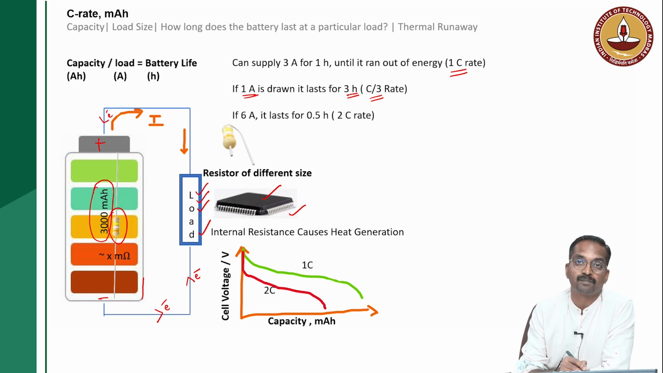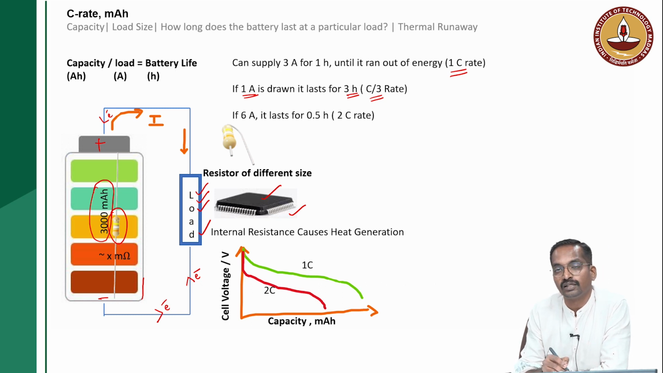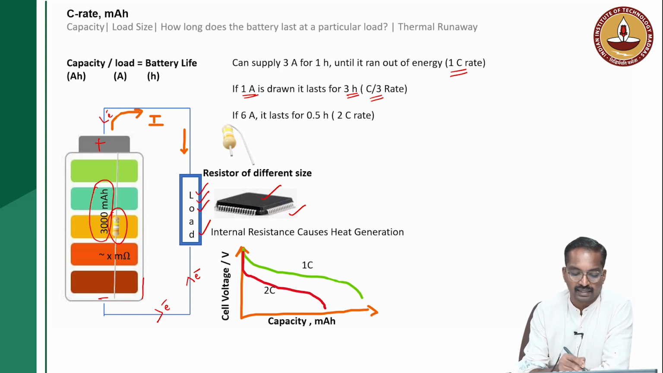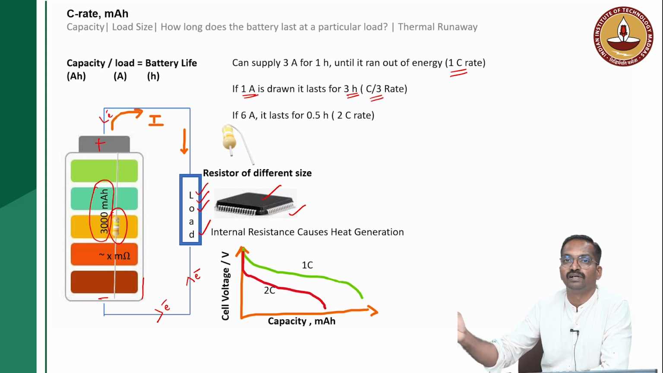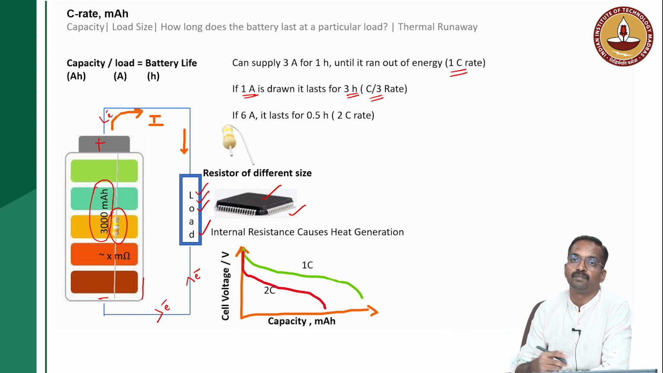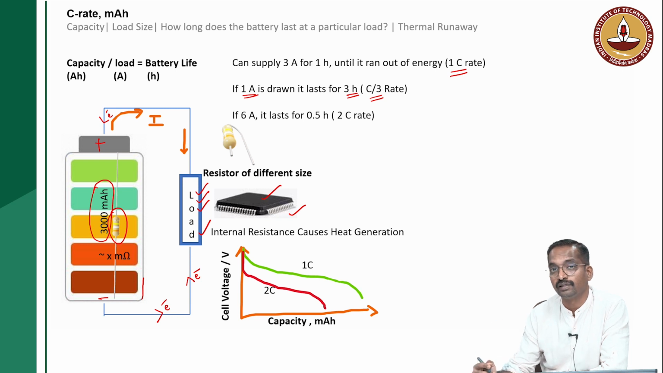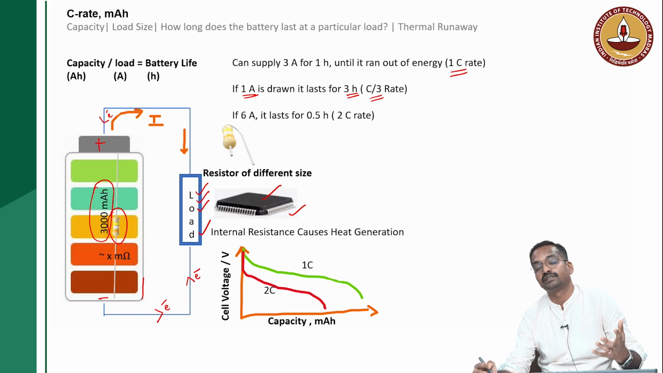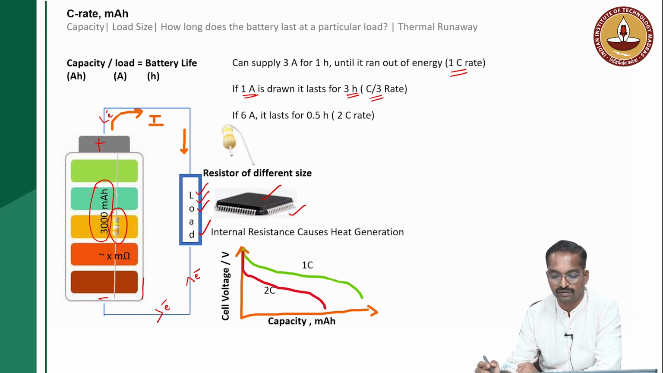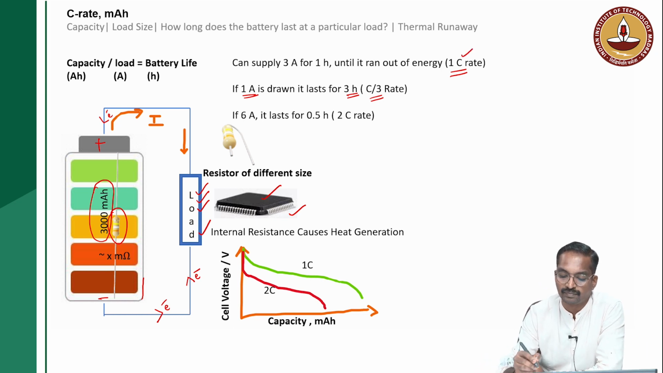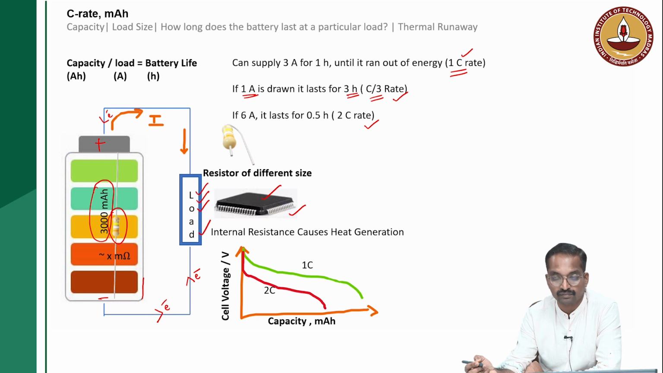Suppose I draw 6 ampere current, then the battery will last only 0.5 hour, that is called 2C rate. So, as the current increases, C rate also increases. If I empty the battery in 1 hour, that is 1C rate. If I empty the battery in half an hour, that is 2C rate. If I empty the battery in 3 hours, that is C by 3 rate. So, the C rate tells how fast we are emptying the energy in the battery.